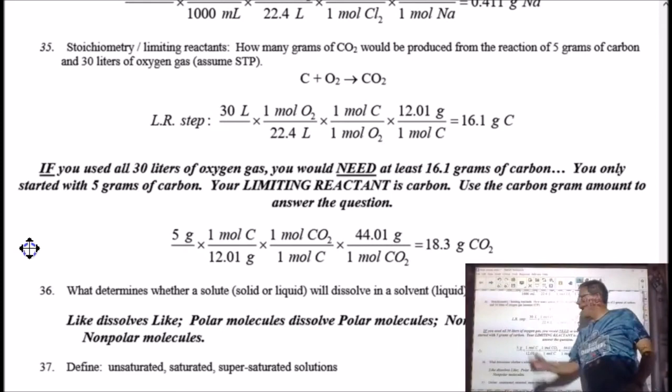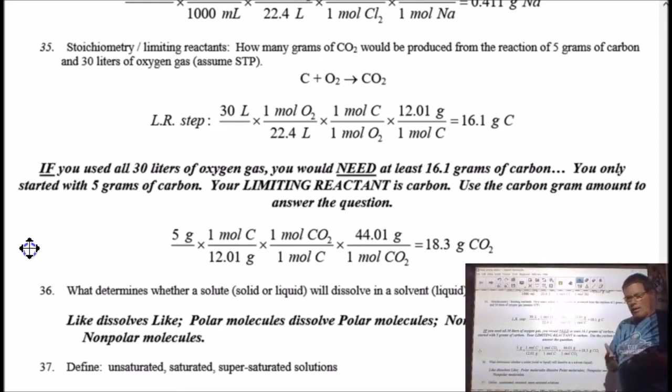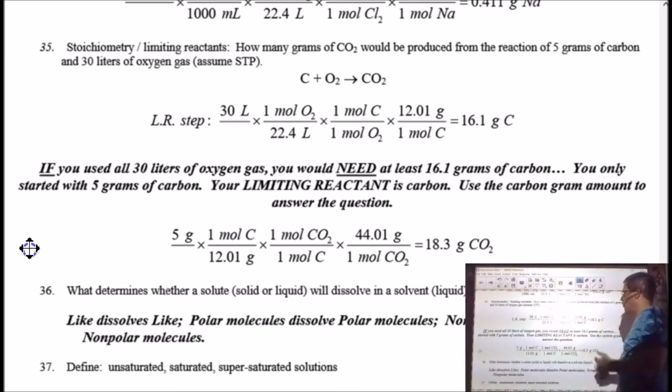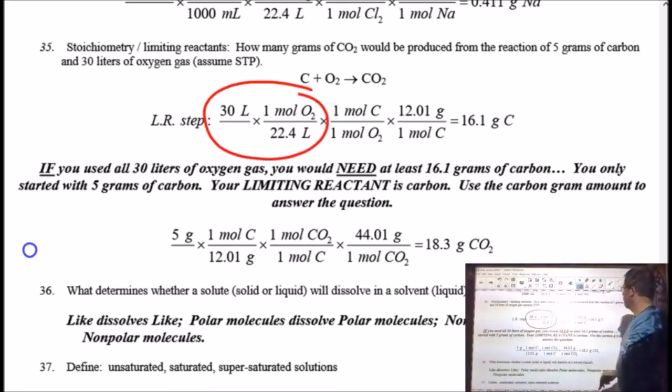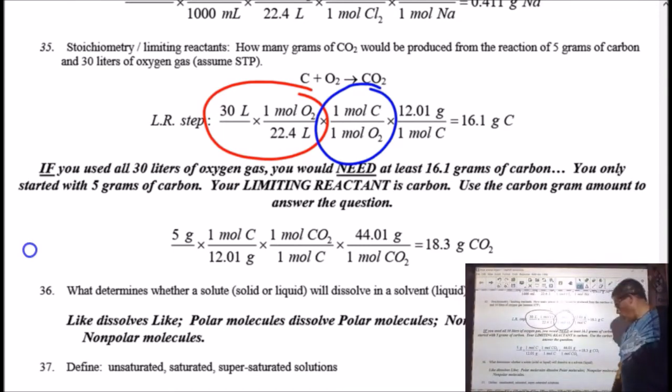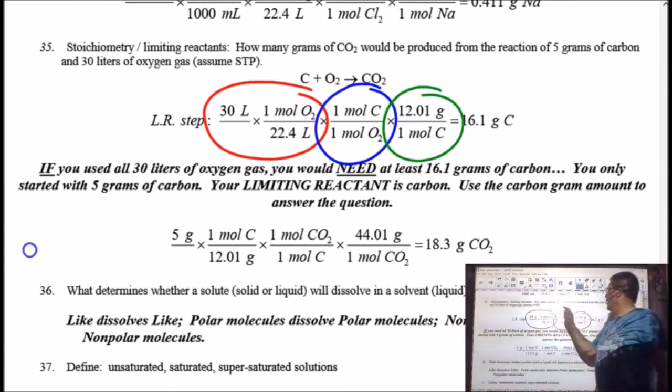So my limiting reactant step, I have to find out which one I'm going to run out of first, the 5 grams of carbon or the 30 liters of oxygen. I just chose the oxygen. So step one, write a balanced equation. Step two, take what was given, convert it into moles. Step three, use the mole ratio, get rid of what you started with. And step four, go back to the unit that the other thing is in.